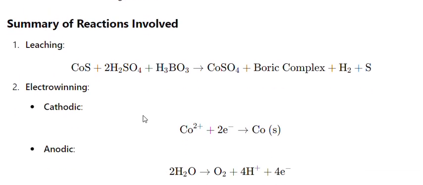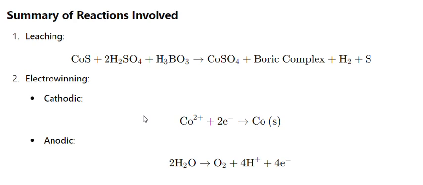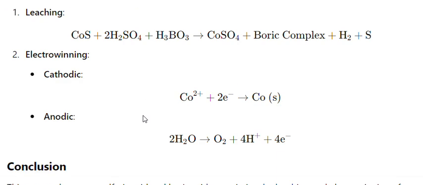Summary of reactions involved. 1. Leaching, CoS plus 2H2SO4 plus H3BO3, right arrow CoSO4 plus boric complex plus H2 plus S. 2. Electrowinning, cathodic: Co2+ plus 2e-, right arrow Co. Anodic: 2H2O, right arrow O2 plus 4H+ plus 4e-.